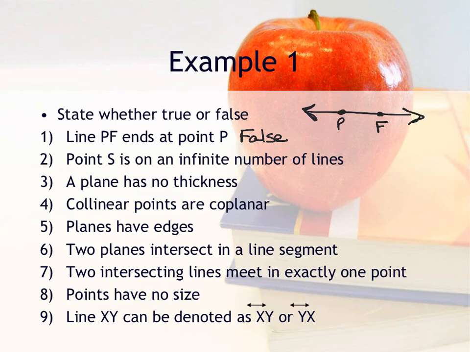All right, so the next one. Point S is on an infinite number of lines. What do you guys think? True or false? I think it's false. Okay, so let's try to draw a picture. If we have point S, and I can draw a line through here, right?